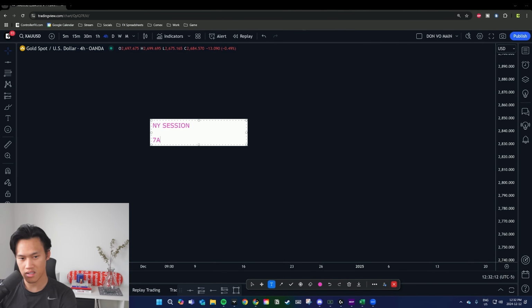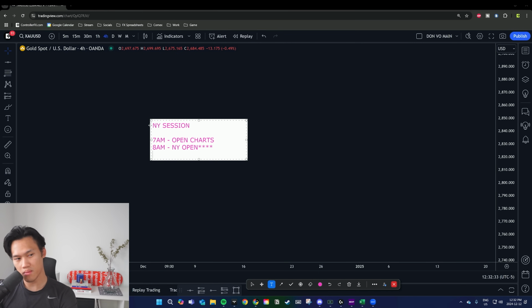That is when you open charts. And then 8 a.m. would be your NY open. All right, so most volume, I'll put 3 stars there. When it comes to the NY session, you also have something called the COMEX open. Now, I don't know if there's a COMEX open for any other session. I have no idea, to be honest with you. But I know the NY session has a COMEX open, and that's usually 8:20 a.m. Eastern. Not a bad time to trade at all.